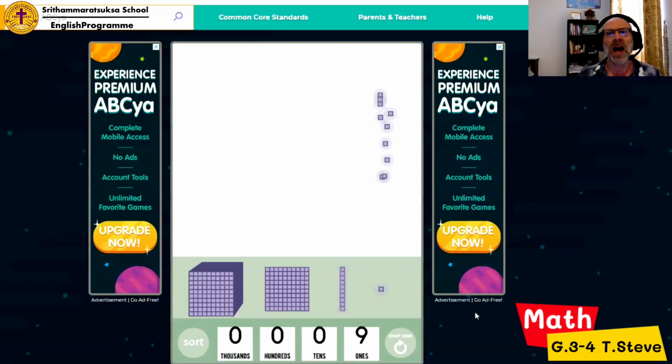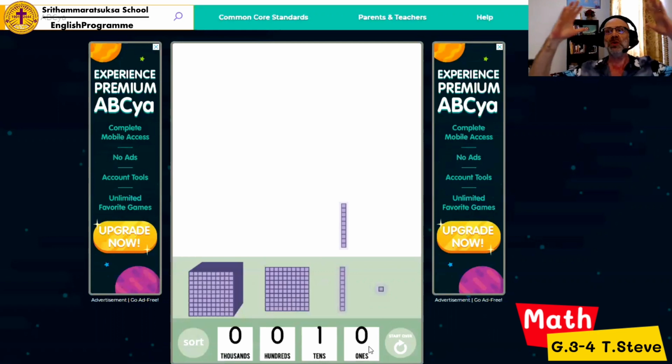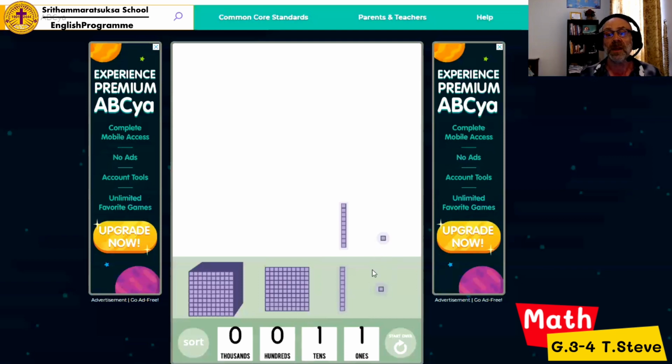Look at what happens. The magic of place values has now made a 10. We can't put 10 in the ones. It's too big. So we have to put it in its own place value called the tens. Now we can keep on adding. 10 plus 1 is 11. That's 1 ten and 1 one.